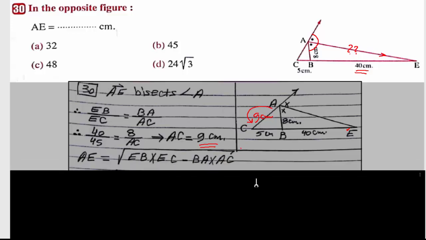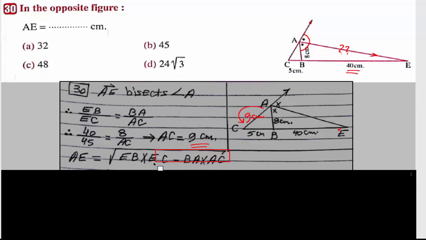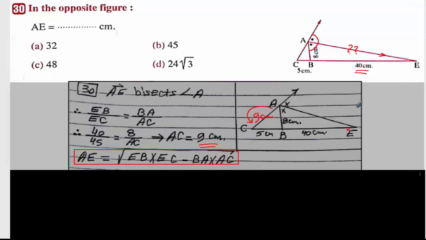Now we have a very important rule here. We have AE, the length of AE, it is required here, equals the square root of EB multiply EC minus BA multiply AC. Again, what is the length of the exterior bisector? AE equals the square root of EB multiply EC minus BA multiply AC.